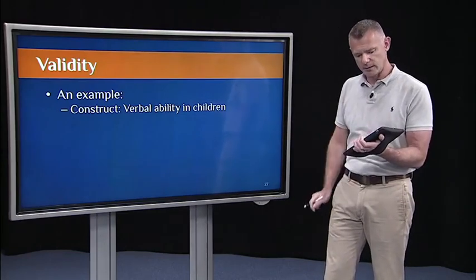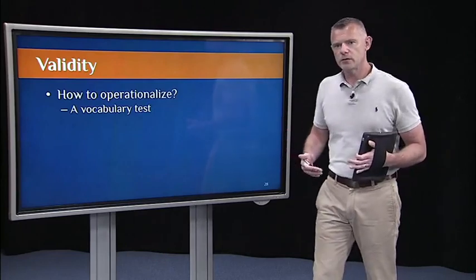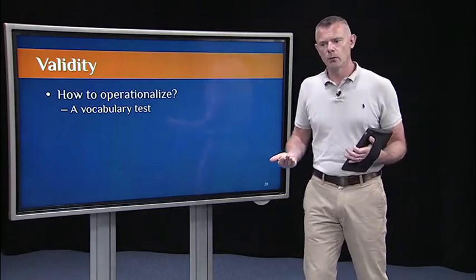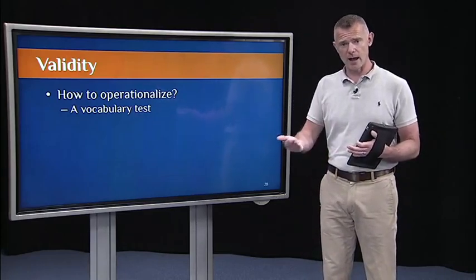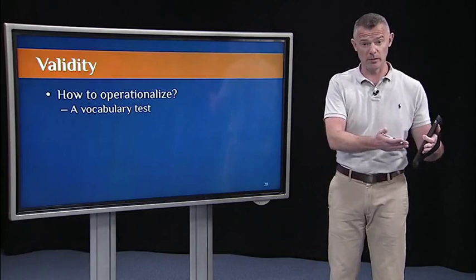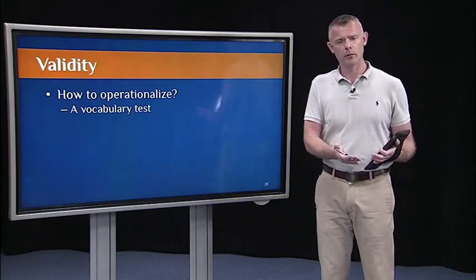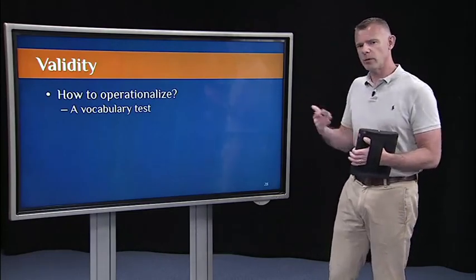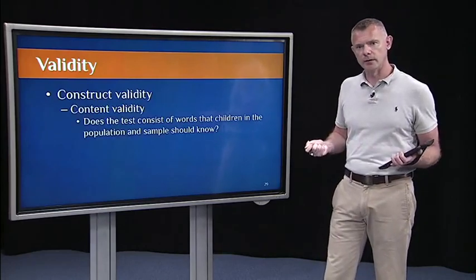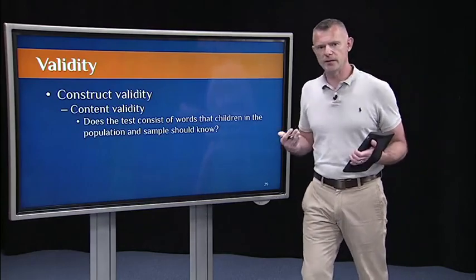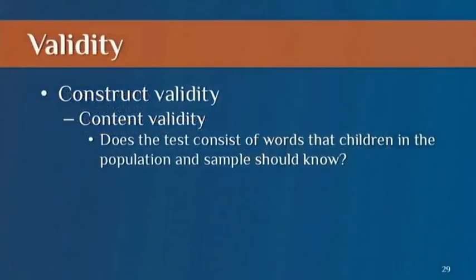How might we operationalize that? Well, one way is just to develop a vocabulary test. We could come up with a vocabulary test, administer it to a bunch of children, and see how they do. Does it assess their verbal ability in a valid way? Well, how will we determine if it's valid? Well, first, look at content validity. Content validity is very simple. It's just face validity. Look at the test. Does this look like it's a vocabulary test that's appropriate for this population, this sample of children?